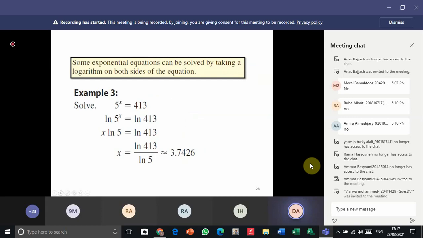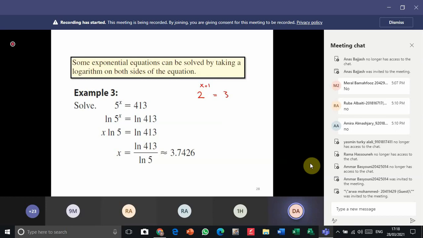Sometimes we cannot find the relation between both sides, like this, for example, 2 to the power x plus 1 equal, for example, 3. We cannot find the relation between 2 and 3. We cannot convert 3 to 2 to the power of a number, or convert 2 to 3 to the power of a number.